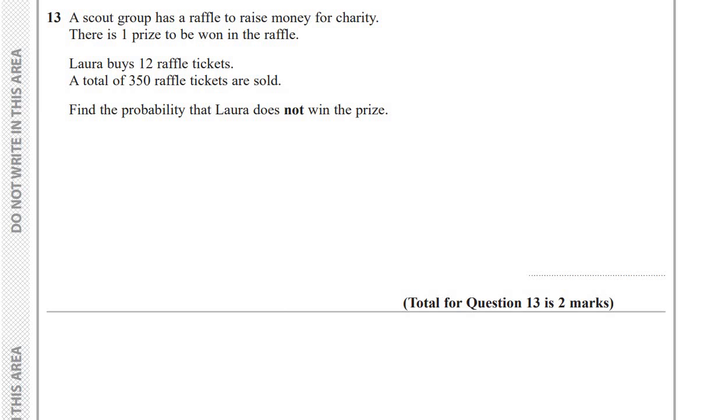Okay, so here we have a probability question. So a total of 350 raffle tickets were sold, and Laura buys 12 of them. So that means that 350 take away 12, 338 other people have already bought the rest of the tickets.